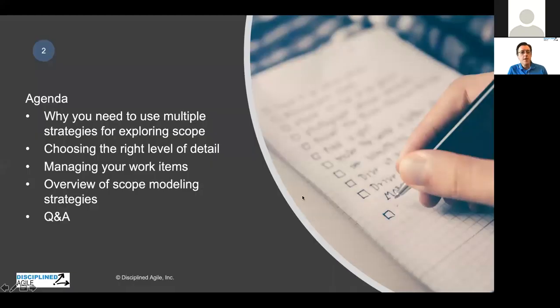All right, so our agenda: why do you need to use multiple strategies for exploring scope? Choosing the right level of detail, managing your work items, and an overview of some scope modeling strategies. And then we'll follow with some Q&A. So don't be shy about putting some questions in as I talk, and then we'll spend some time at the end. I think we should have a decent amount of time to go through a Q&A.